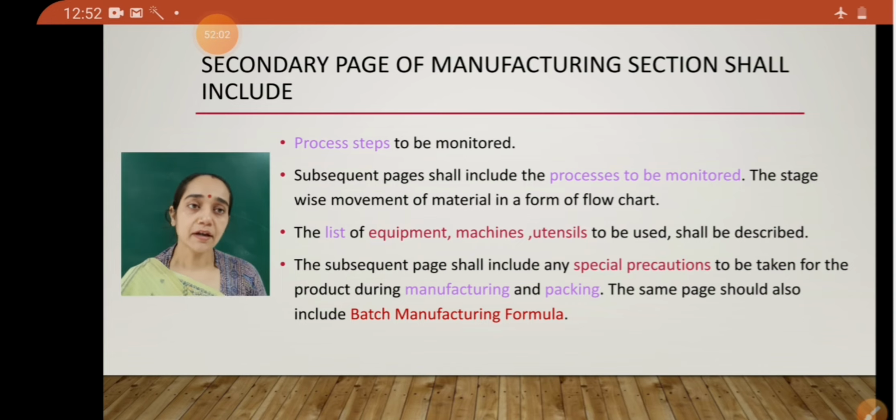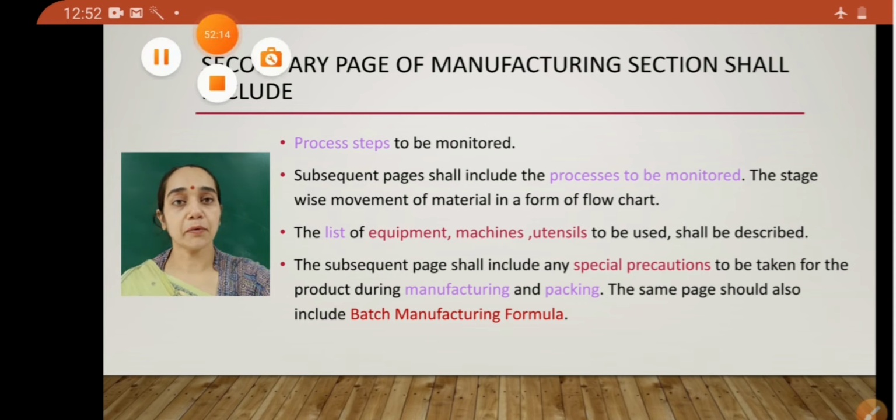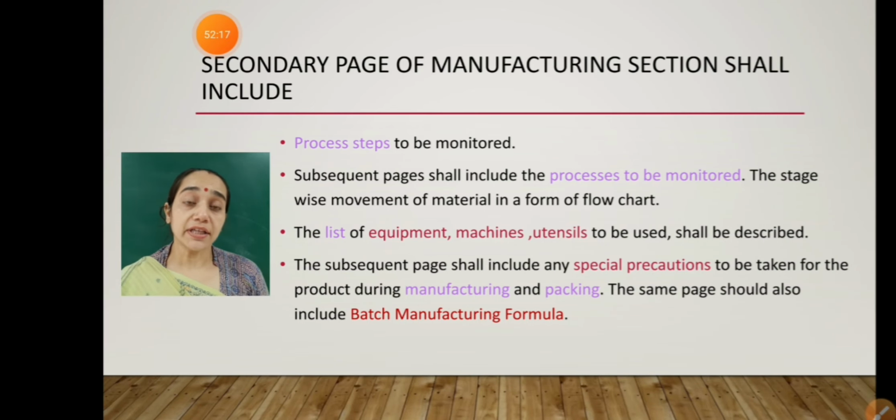They will be there. The same page shouldn't contain any other kind of information, and the page number should also be included. The batch manufacturing formula, all of it, will be included on the particular page. Now after these secondary pages, all these pages will be written on the same pages. If we are going to prepare a batch manufacturing formula or a batch manufacturing record, then this same kind of information will be written in the batch manufacturing formula.